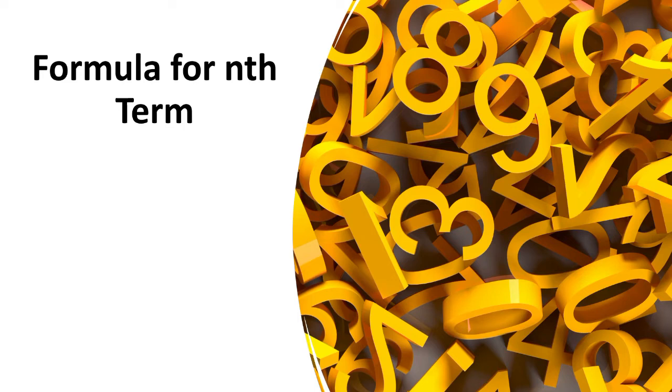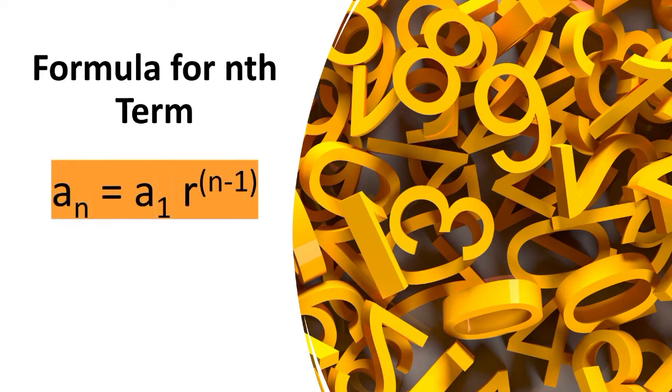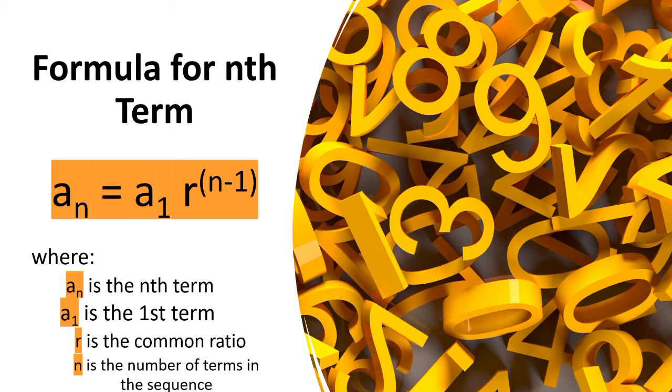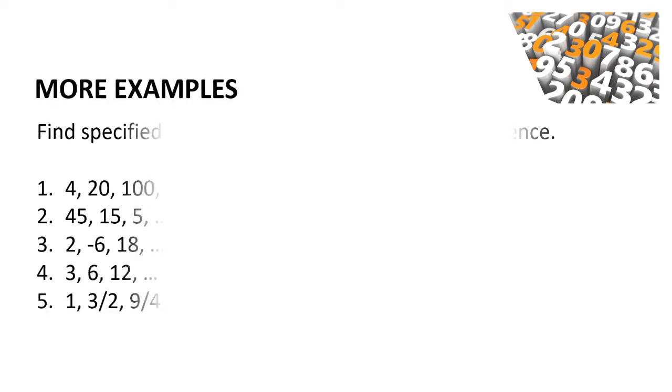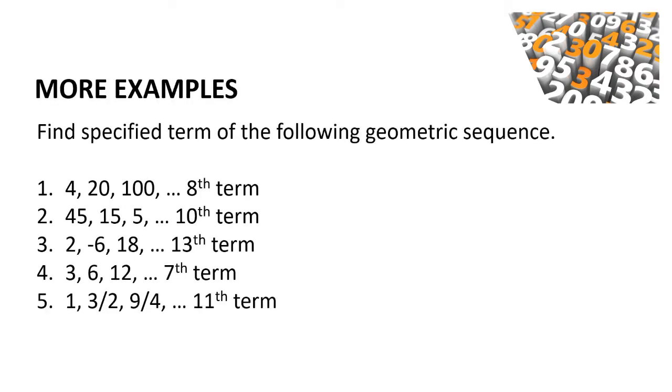Katulad po ng arithmetic sequence, meron din po tayong formula for the nth term ng geometric sequence. And that is a sub n is equals to a sub 1 times the common ratio or the r raised to the exponent which is n minus 1. So yung ating pong a sub n is the nth term or the last term na hinahanap. Yung a sub 1 po is the first term, r is the common ratio, and n is the number of terms in the sequence. Let us try more examples on how to get the specified term or the nth term of the following geometric sequence.